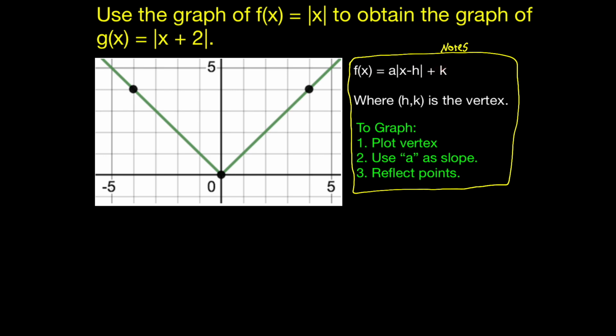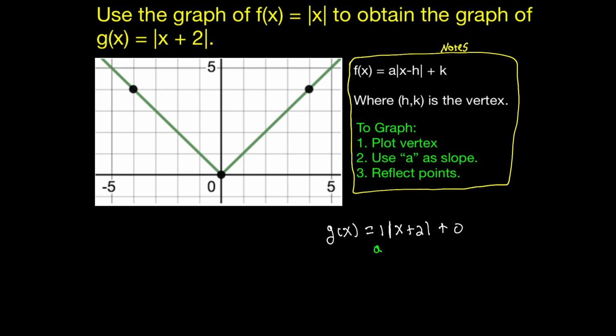In order to graph g of x, I'm going to rewrite the equation so that it matches the general form. So here I can rewrite g of x as 1 multiplied with the absolute value of x plus 2, and then we're going to add a 0. I'm emphasizing the 1 since I have no other leading coefficient, and then since we don't have a k value, I'm just emphasizing that I'm adding by 0. By doing this, now I can match each variable with a specific quantity.